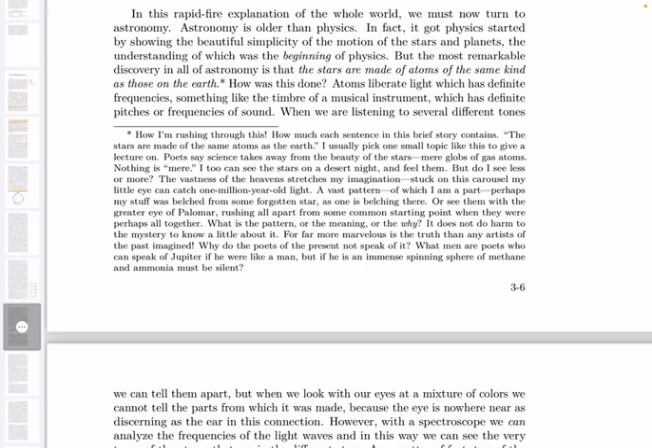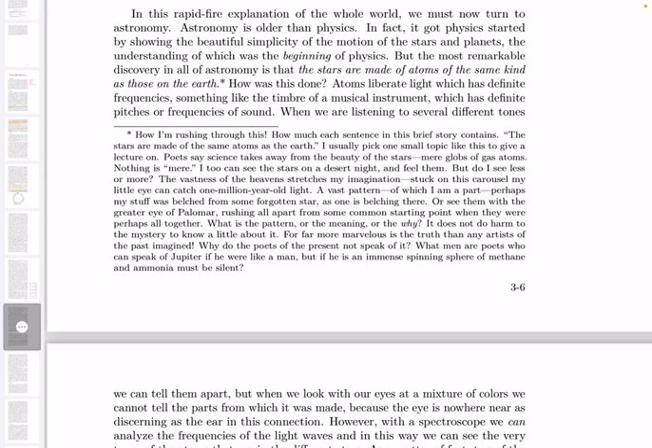Perhaps my stuff was belched from one forgotten star, as one is belching there, or see them with the greater eye of Palomar, rushing all apart from some common starting point when they were perhaps all together. What is the pattern or the meaning or the why?